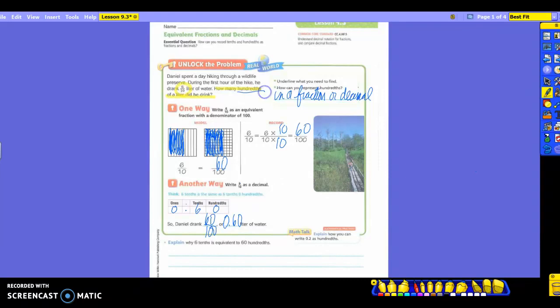Because your question said what? How many hundredths? It didn't want to know tenths. They gave it to you in tenths. You were changing it to hundredths. Okay, explain why 6/10 is equivalent to 60 hundredths. Think about what we discussed yesterday with knowing what the difference between 1 and tenths and hundredths was. Amy, can you explain to us how we are going to know that 6/10 is equivalent to 60 hundredths?